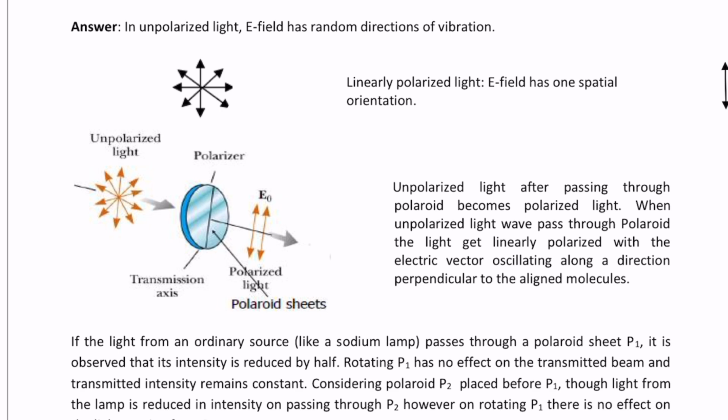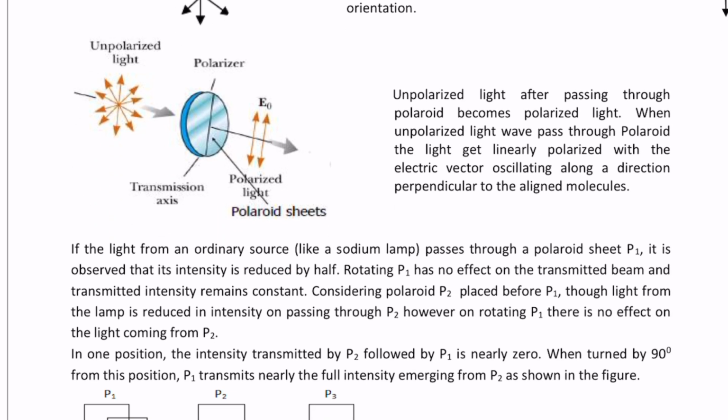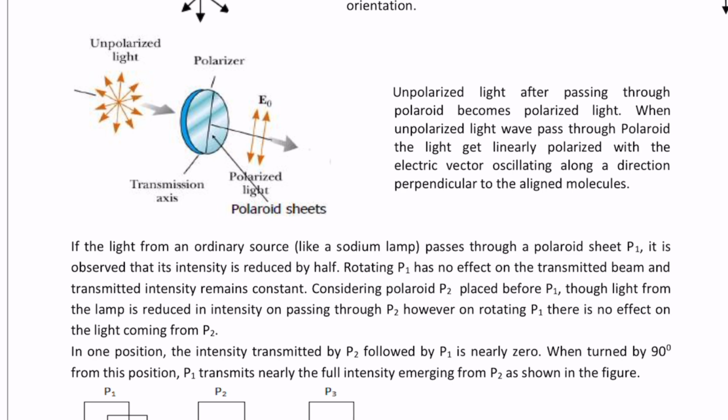How does unpolarized light get polarized when it passes through the Polaroid? Same question, but this time I have answered in a detailed way, because the polarization actually happens for the electric vector. This is a detailed explanation of polarization.